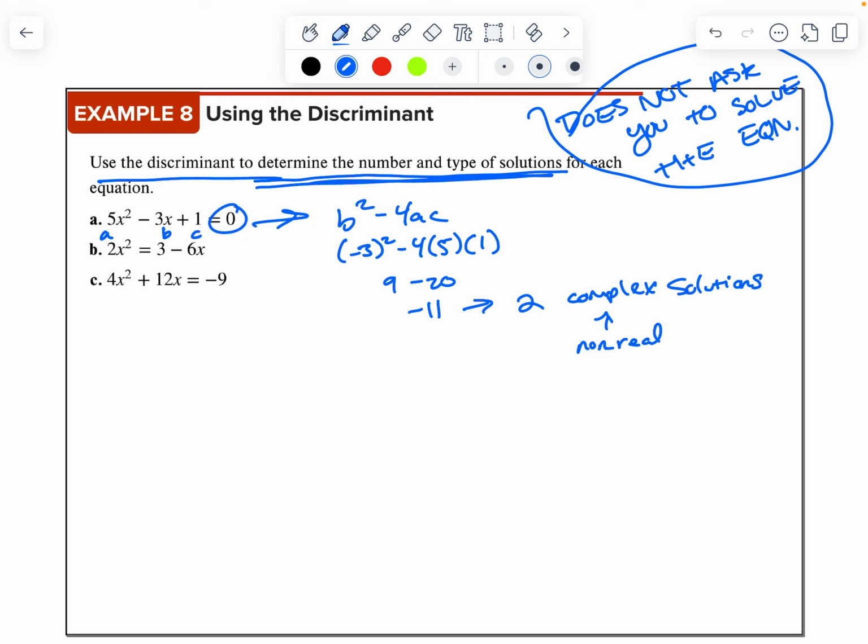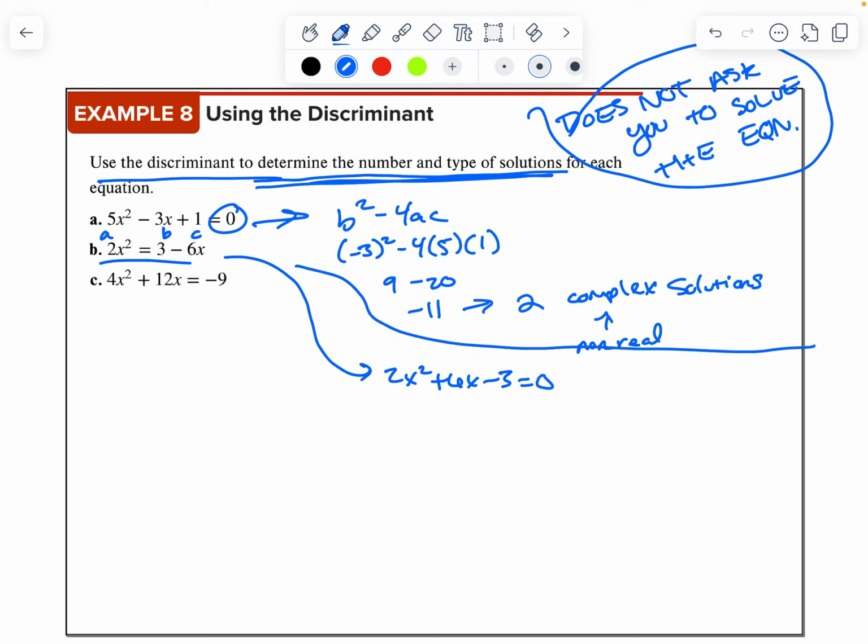It does have to be equal to 0 before you start to do this. So on these next two examples, you want to get it equal to 0 first. So on this one, I'm going to say that's 2x squared plus 6x minus 3 equals 0. Then I can do b squared minus 4ac. That would be 6 squared minus 4 times 2 times negative 3. 36 plus 24 would be 60. And we don't even have to do any more work.